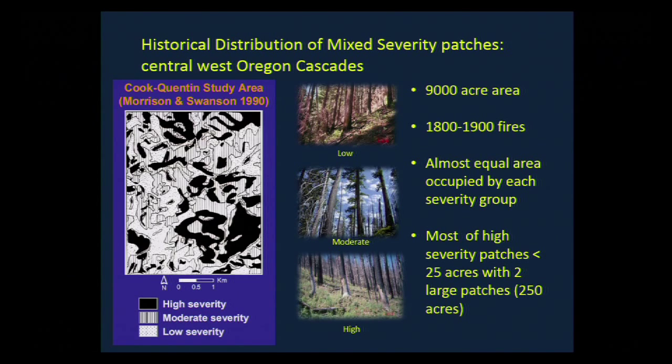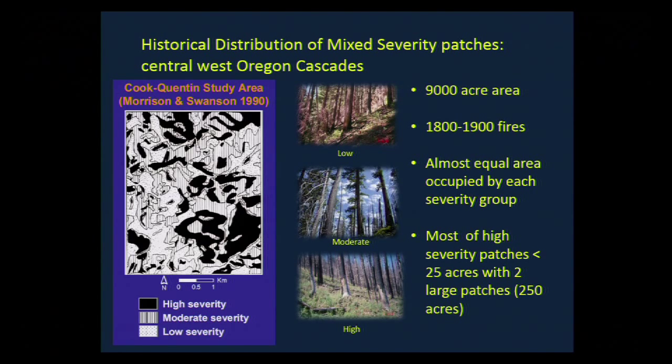So another illustration of the variability that one might see in expression of this fire regime on the landscape is a study that was done in the Cook-Quentin watershed area in the central West Cascades on the Willamette National Forest. Morrison and Swanson mapped fire severity patches. They looked at high severity as mortality greater than 70%, moderate severity 30 to 70%, and low severity less than 30%. And they mapped those patches for the 1800 to 1900 fires.